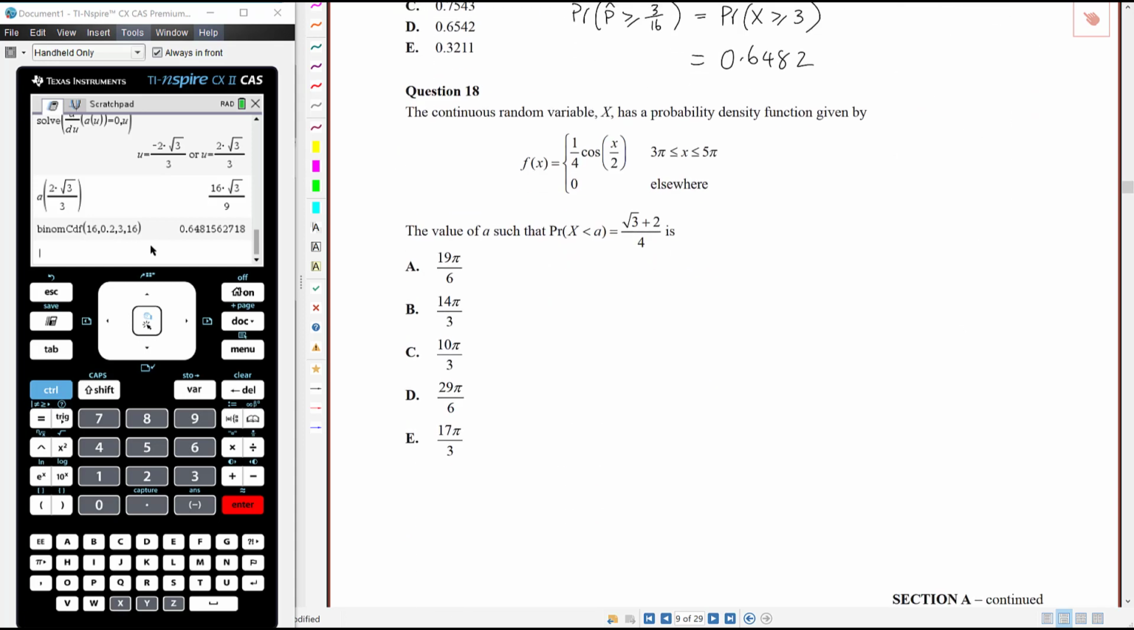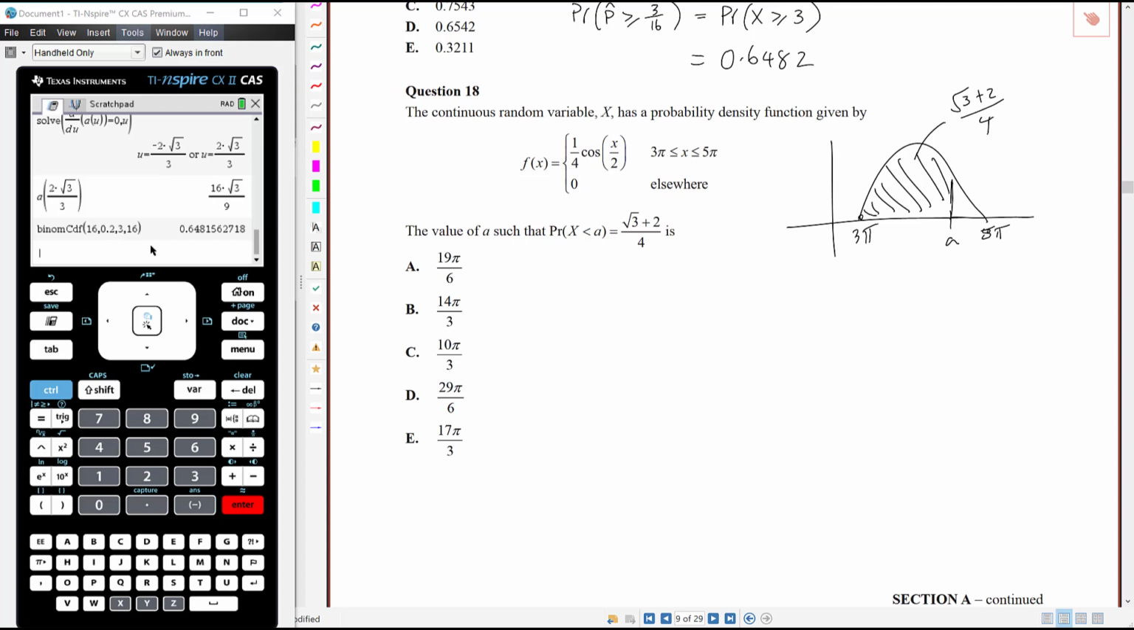Okay, question 18. So again, a continuous random variable, so not on the 2020 study design. Continuous random variable x has a probability density function given by this. The value of a such that the probability that x is less than a is whatever. We've got some kind of cos function, whatever it looks like, it doesn't really matter. Just imagine you've got some sort of probability density function. You want the probability that goes only from 3 pi to 5 pi. You want the probability that x is less than a particular value. It has to be equal to root 3 plus 2 over 4.